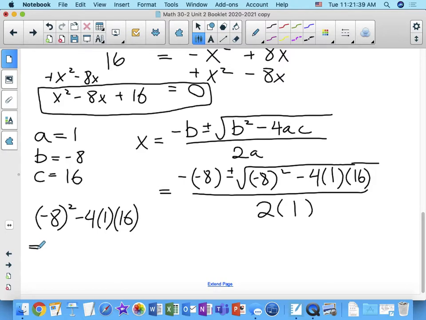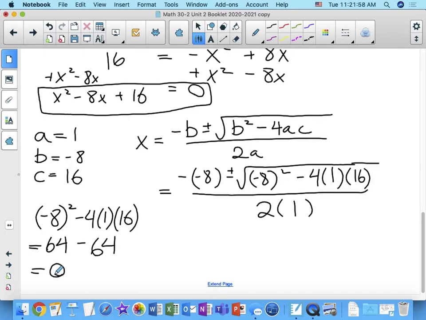Negative 8 squared minus 4 times 1 times 16. What is that? Zero. Yes, because negative 8 squared is 64. Negative 8 times negative 8 is 64, and 4 times 16 is also 64. So this is zero.